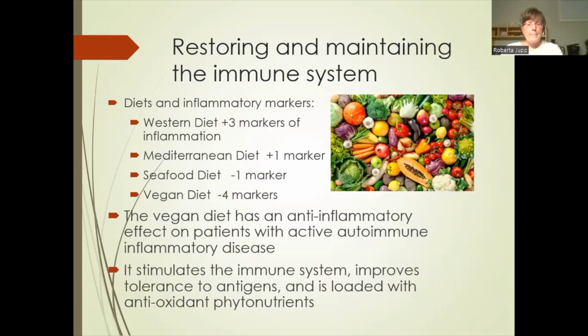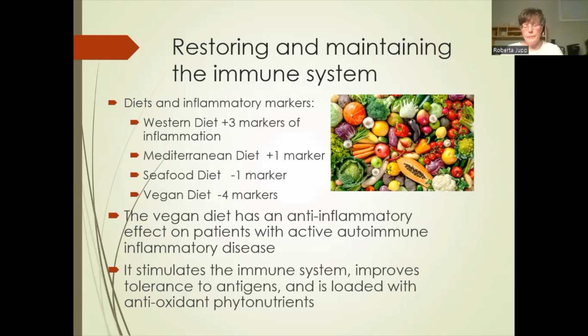So if we eat a Western diet, that increases our markers of inflammation by 3 times. If we eat a Mediterranean diet, it only increases our markers by 1. If we eat a seafood diet, it decreases our markers for inflammation by 1. And a vegan diet, no animal foods, it decreases our inflammation markers by 4. So the more we eat plant-based, the more anti-inflammatory types of things we'll have.